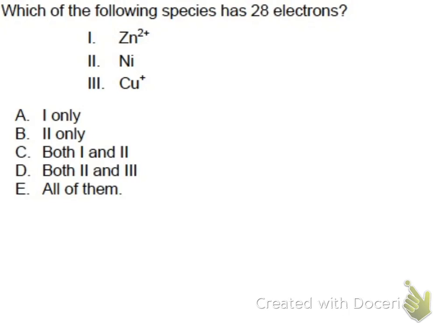This problem is pretty simple. We want to know which of the following species has 28 electrons. And what we're given is some information about these species that's going to tell us how many electrons they have. In this case, the easiest way I think to approach it is just to look at the element, determine how many protons there are, and then use the charge on the species in order to determine how many electrons there must be.